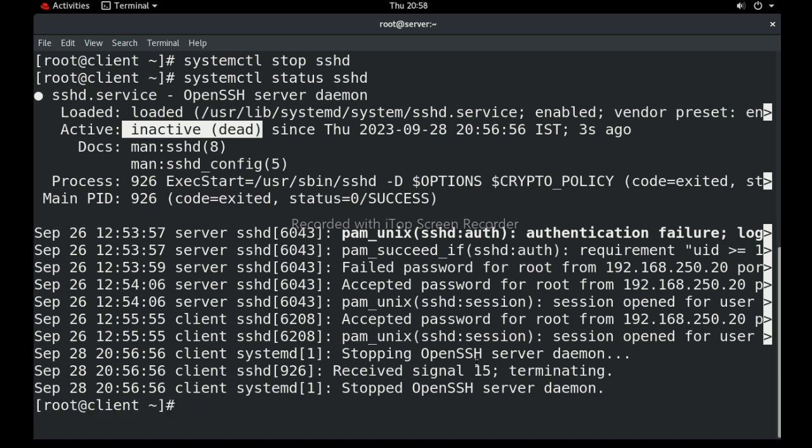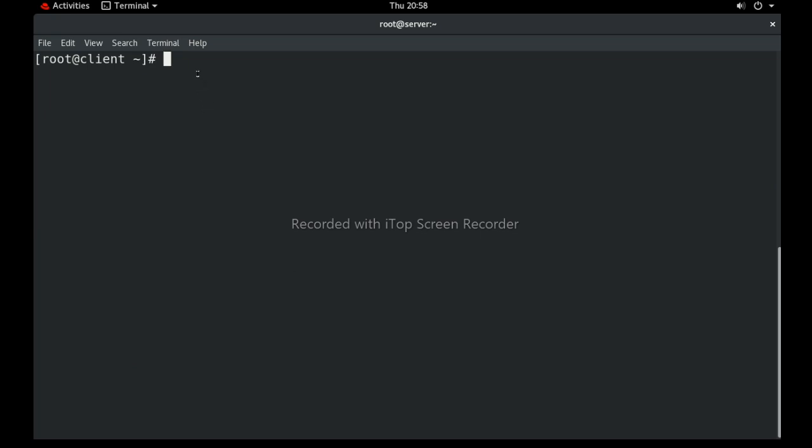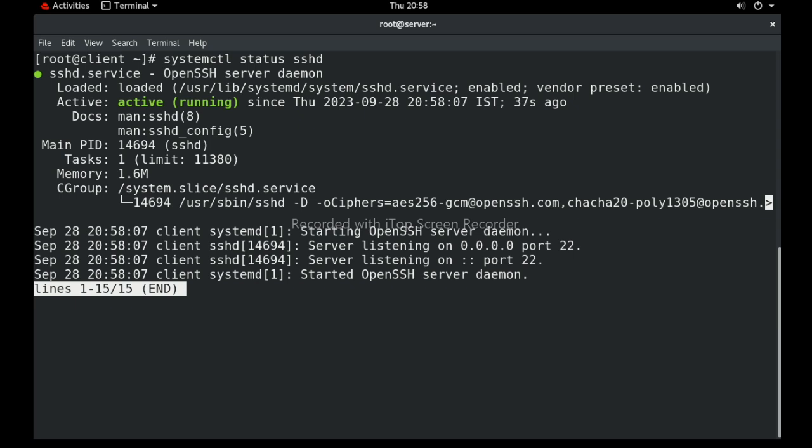In order to start the same service, we can use the command systemctl followed by start followed by the name of the service. Once again, if you check the status of the service, you can see that it is in the running state. Services can also be configured to start during the boot time. For example, now in this case, as you can see here, this service is enabled to start during the boot time.